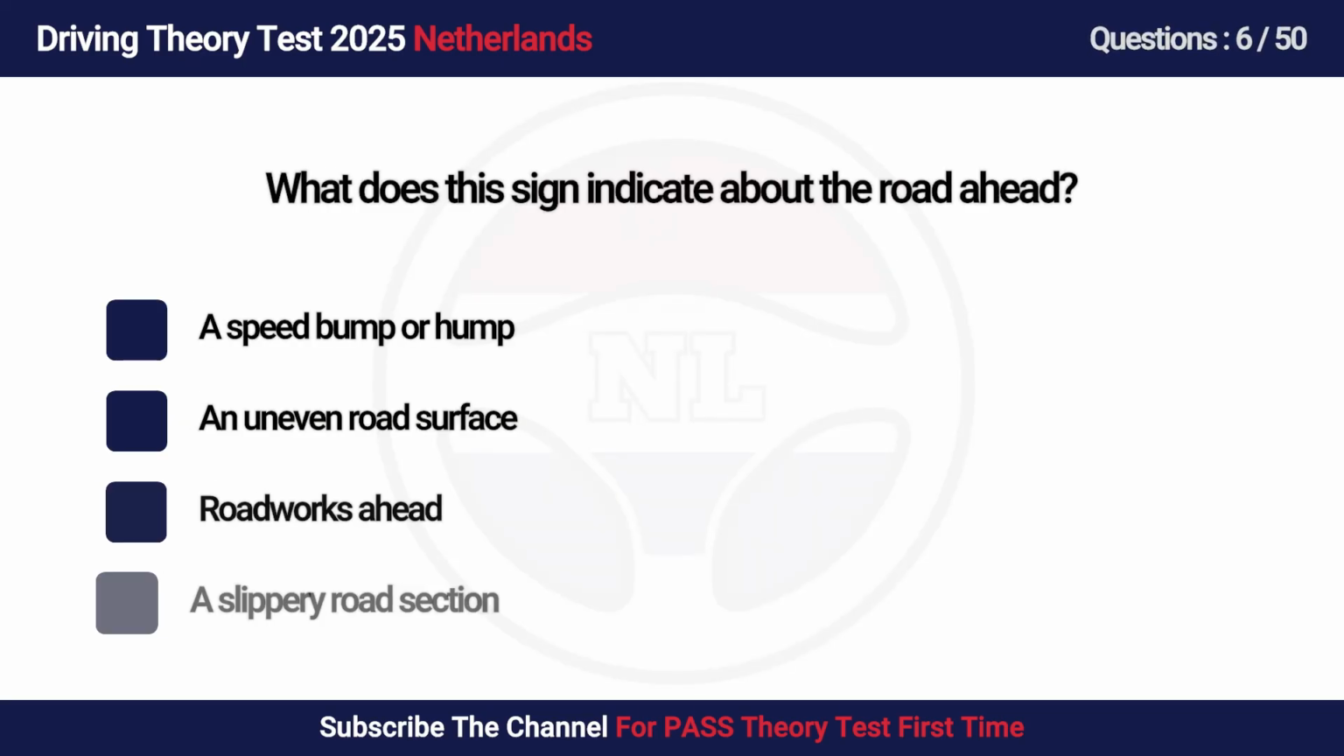Question 6. What does this sign indicate about the road ahead? A. A speed bump or hump ahead. B. An uneven road surface. C. Ahead. D. A slippery road section.